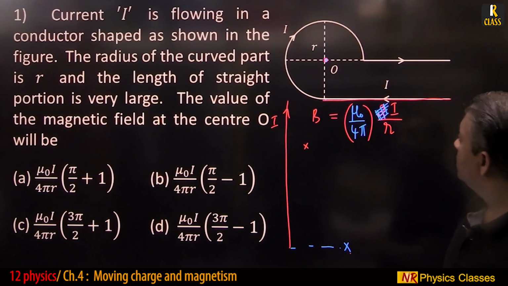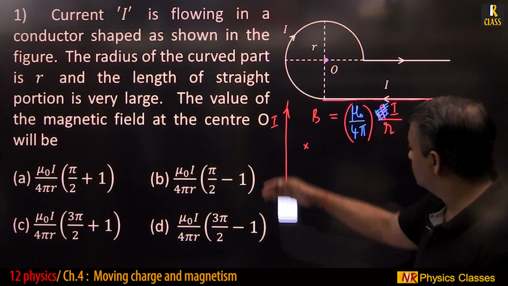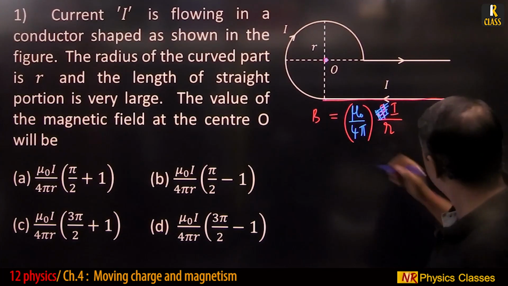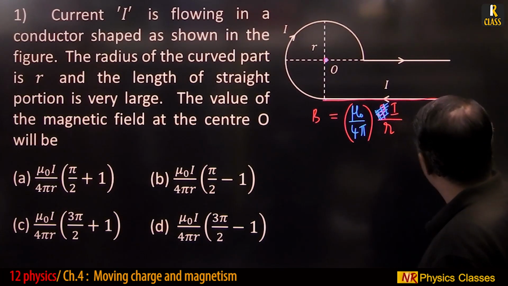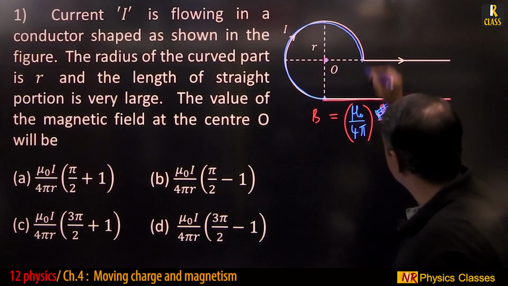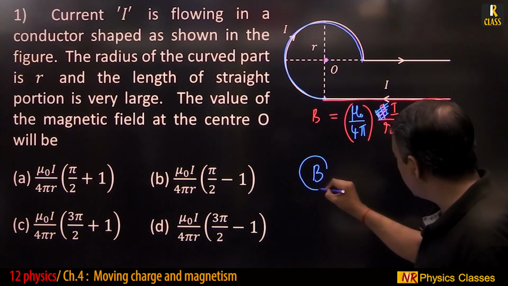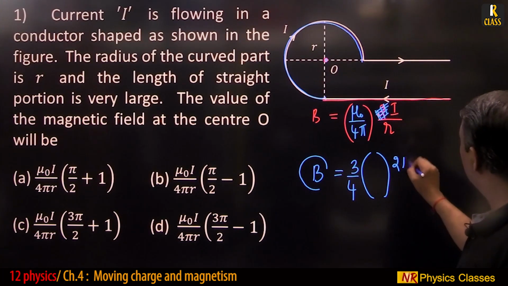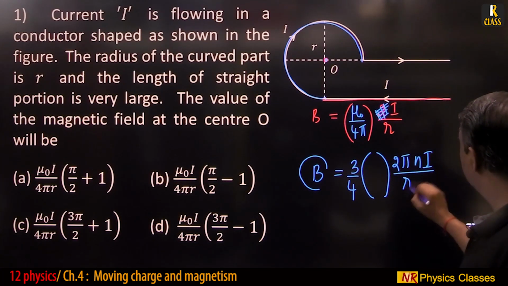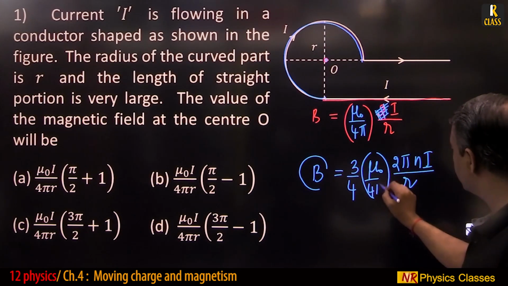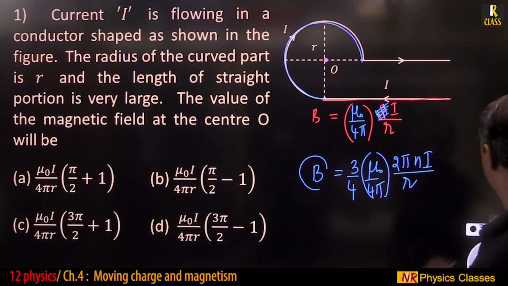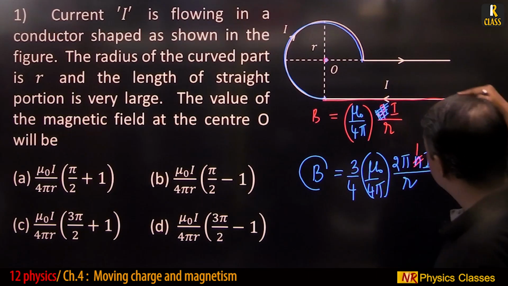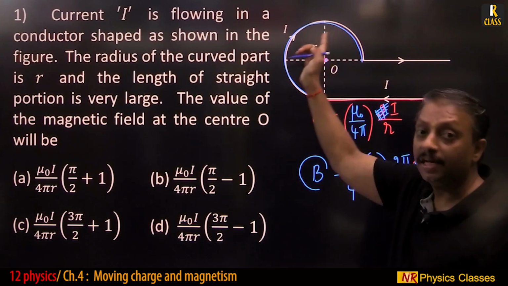Now, there is an arc carrying current, and this is 3/4 of a circle. Magnetic field due to an arc, for 3/4 of a circle, is constant times 2 pi N i by R. This constant is again mu naught by 4 pi. And make sure that N equals 1, only one turn, because the conductor is bent into an arc.